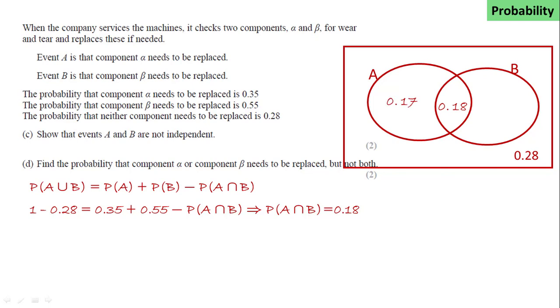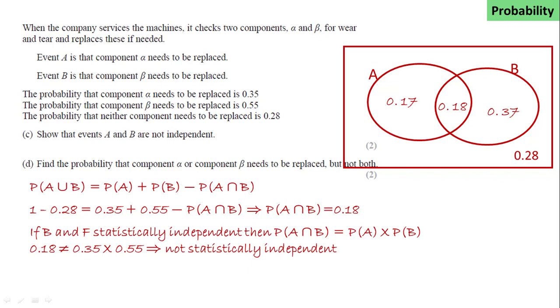So then we can calculate the remaining values to go into A and B. Now we're in a good position to answer any questions. It says show that A and B are not independent. So if they were, the probability of A and B would have to equal the probability of A times the probability of B. And as 0.18 doesn't equal 0.35 times 0.55, the events A and B are not statistically independent.